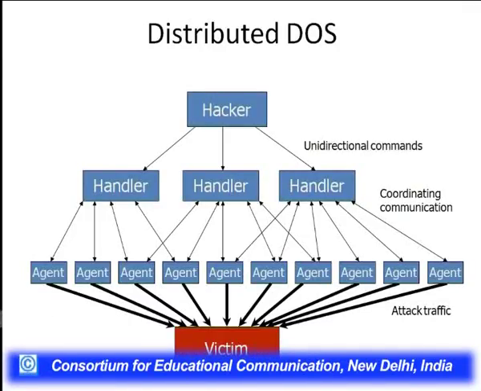Now in case of a distributed denial of service, it is actually the hacker who is using the handlers. Now the handlers are actually using agents. These agents are also sometimes called zombies. So these zombies are sending the messages to the victims. Each handler can coordinate the activities of thousands of zombies. So each zombie will then send multiple requests to the victim. Therefore the victim is flooded with an enormous number of requests which it receives from these zombies, and therefore it becomes impossible for the victim to process those requests.